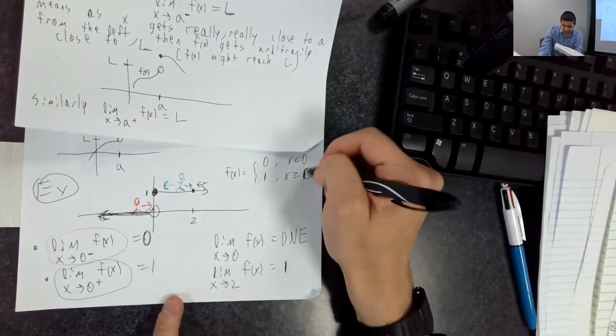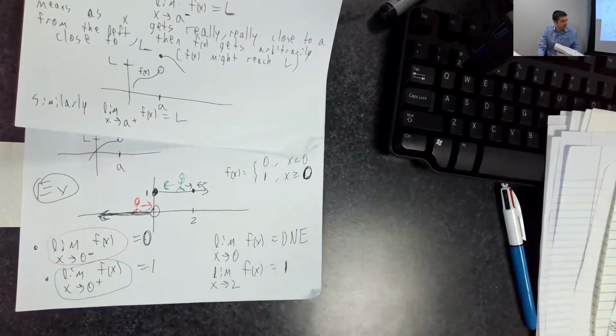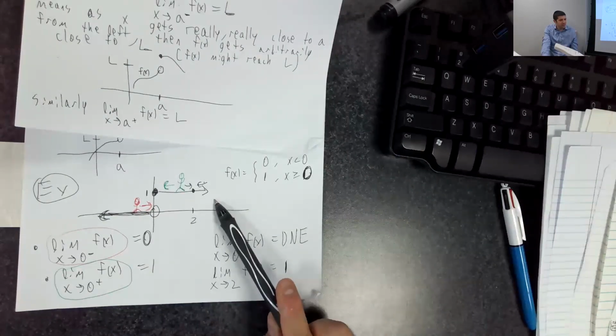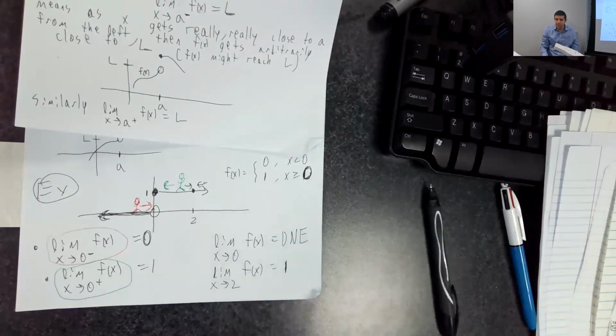Oh, you're right. Yeah, why did I write that? Yeah, greater than or equal to 0. Yes. I could have written x greater than or equal to 1, but then my graph wouldn't match. So good, to make it match, it really meant 0.